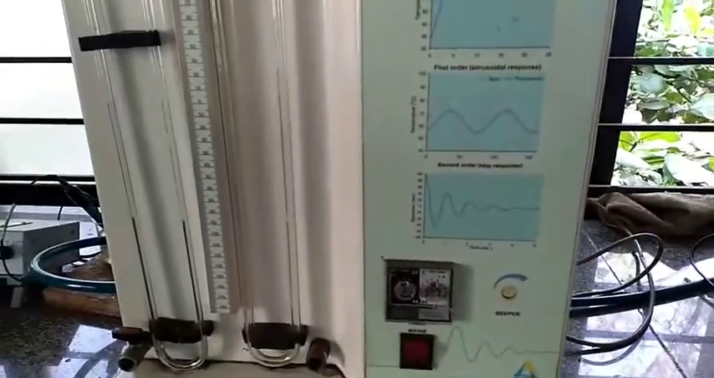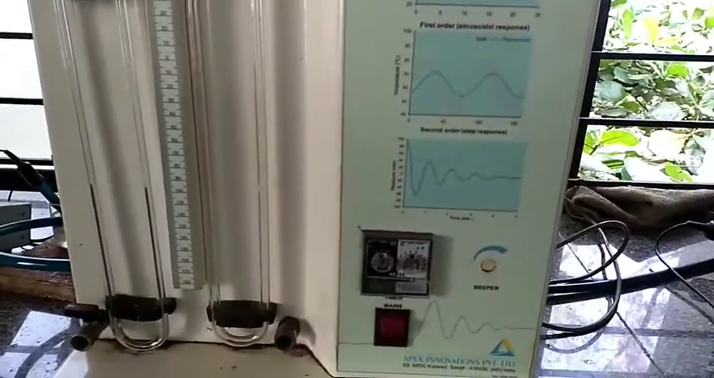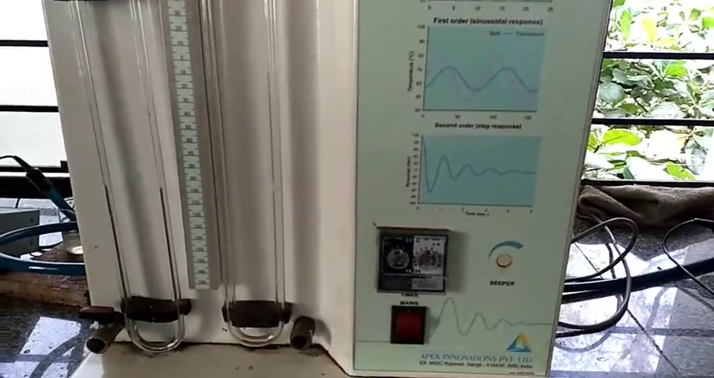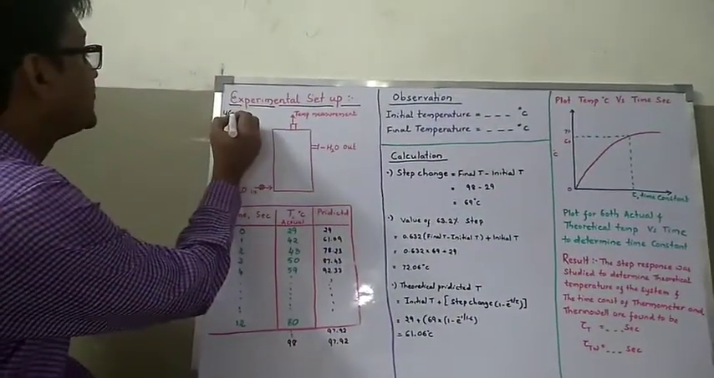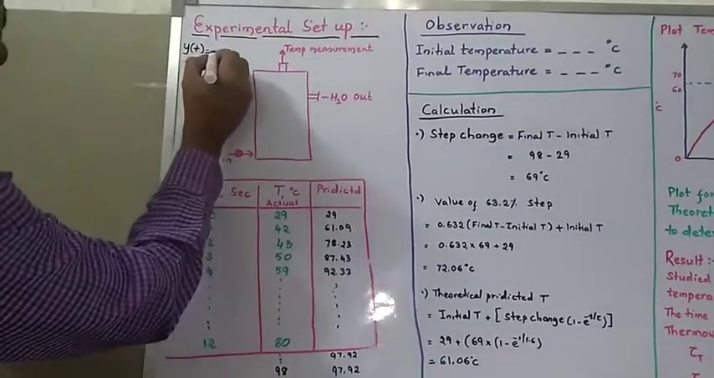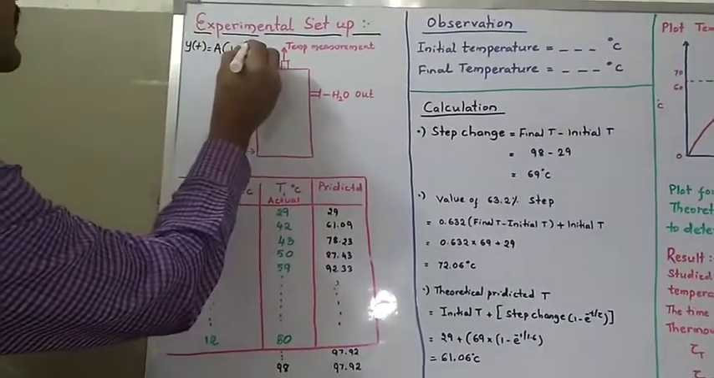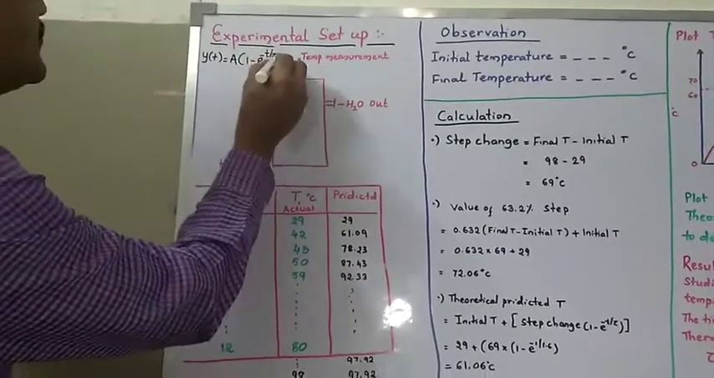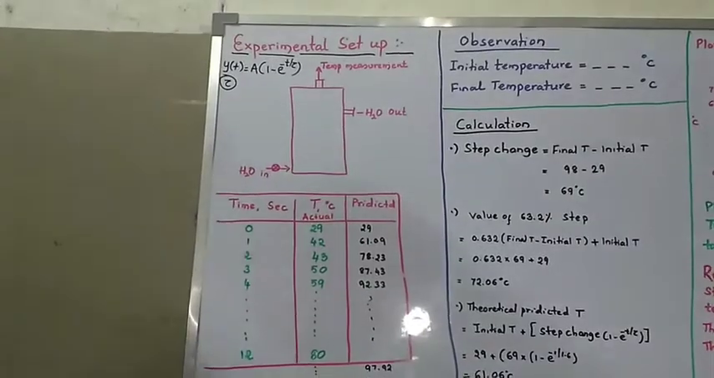Note down the values and do the calculation as shown in the lab manual as well as the tabular column. To calculate a step input, what is the step input? Step input is y(t) = A(1 - e^(-t/tau)). So we are going to verify this, and also we are going to calculate the time constant of a given system.